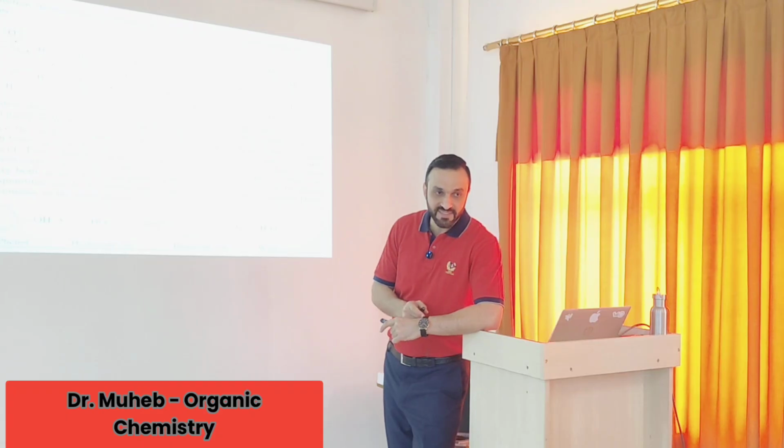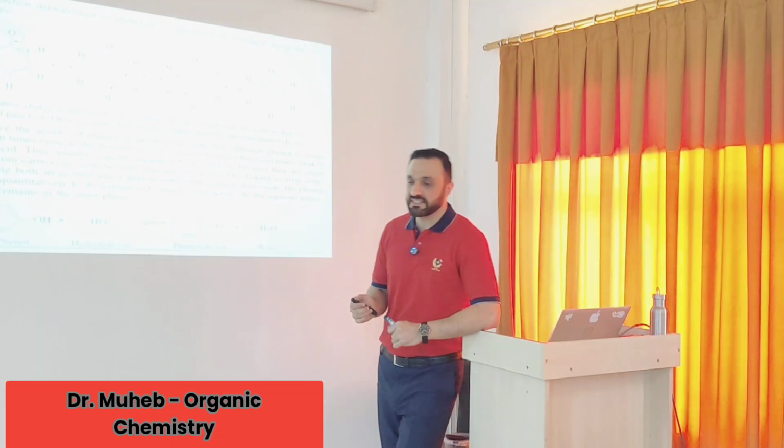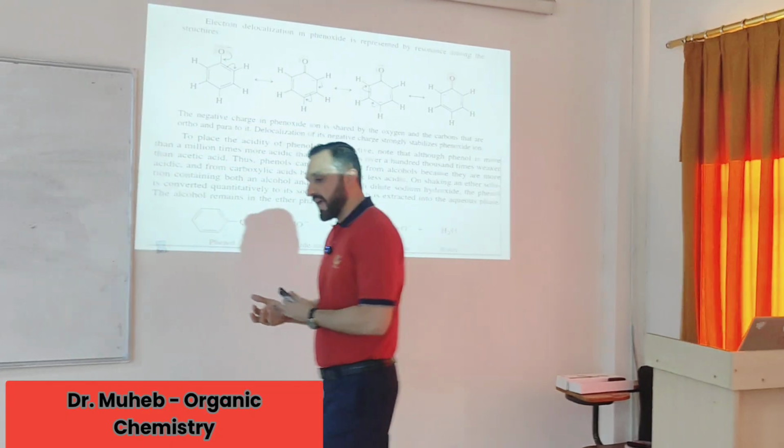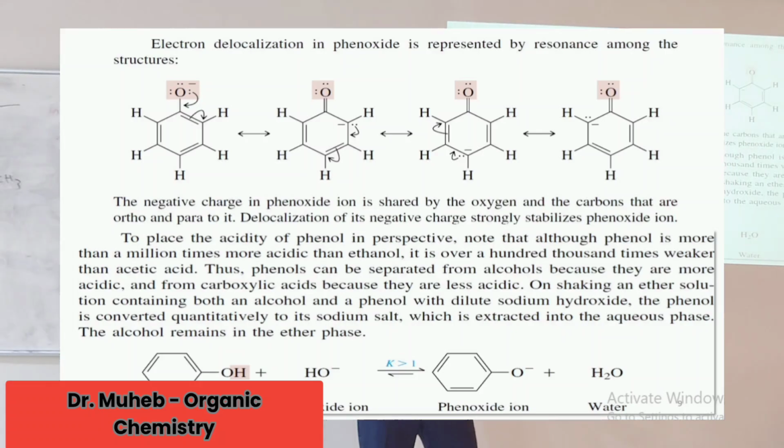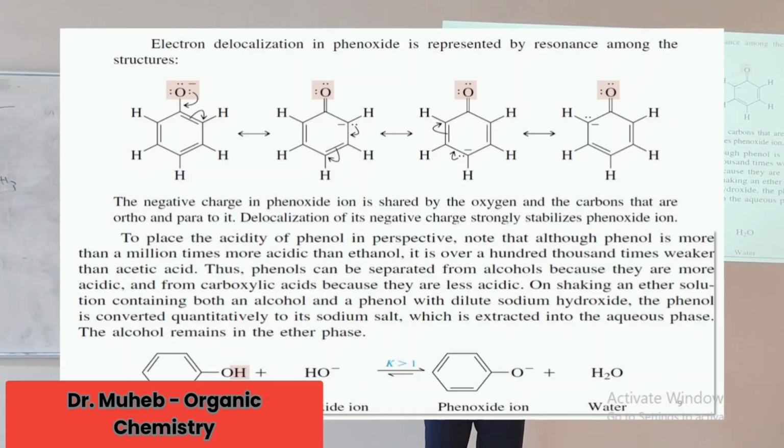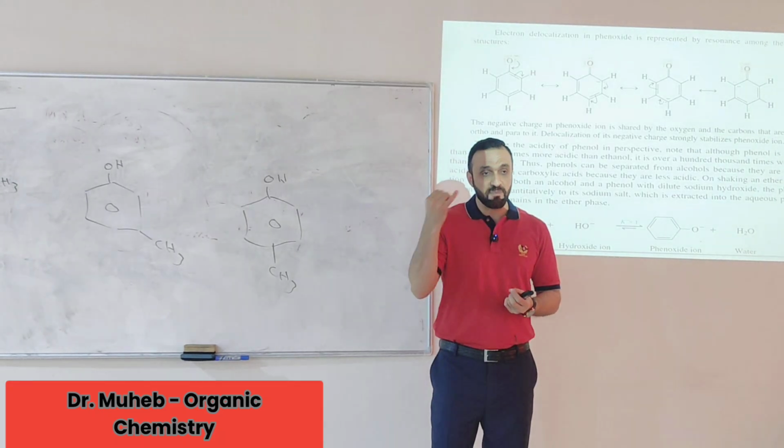Acetic acid. Why? A carboxylic acid is more acidic than phenols. Why? You know the answer. I know you know it. Why? Step number 1.